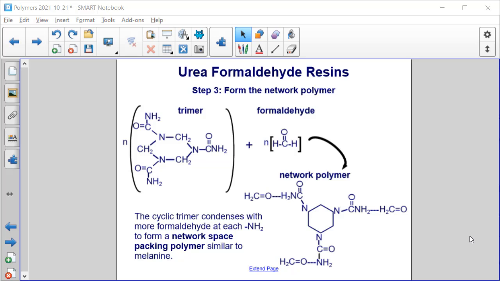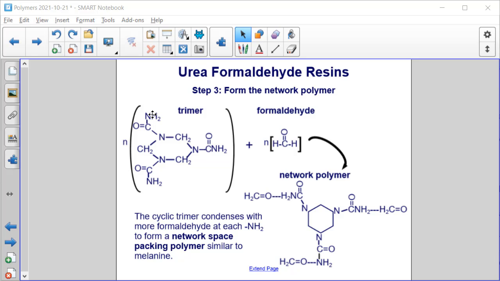All right, so step 3 is forming the network polymer. So we have our trimer, which we saw in the previous slide, the formation of this trimer. We have some large number of them, n number of them, right? And our formaldehyde that can combine. So remember, we have these free nitrogen groups at each tip of this trimer, where the formaldehyde can react and attach. You can see it right here.